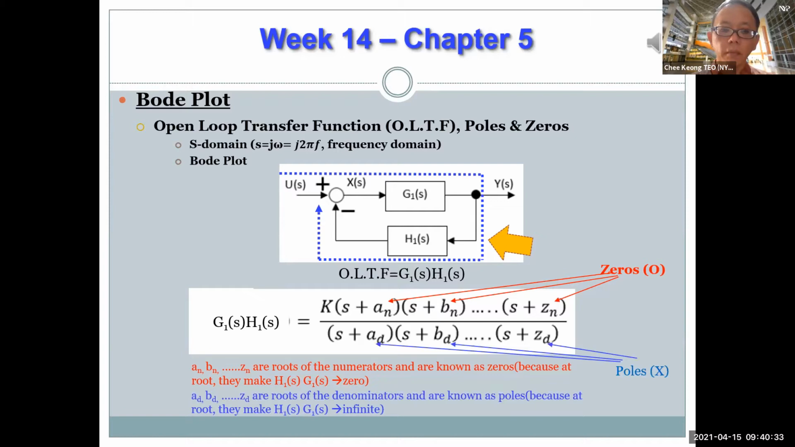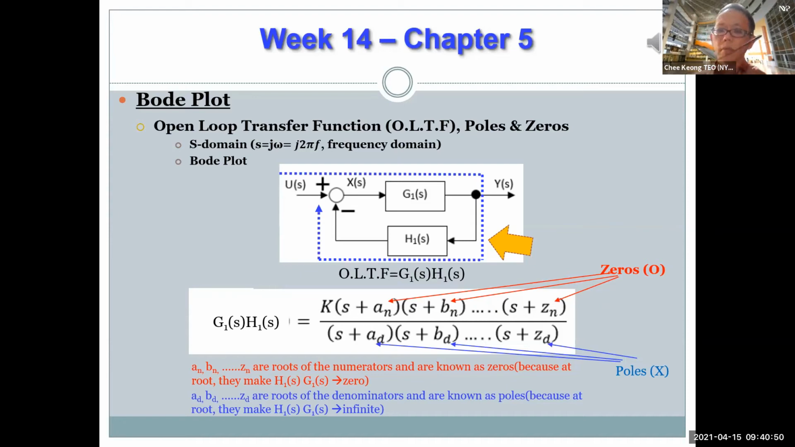As for poles, those roots, or solutions, of the denominator are called poles. They are poles because when S equals any of the roots, G1(S)H1(S) becomes infinity.